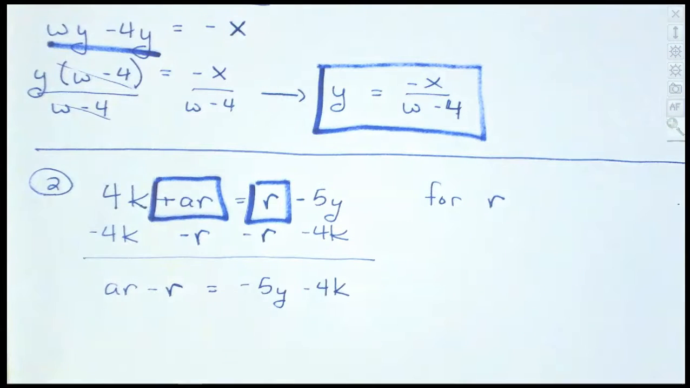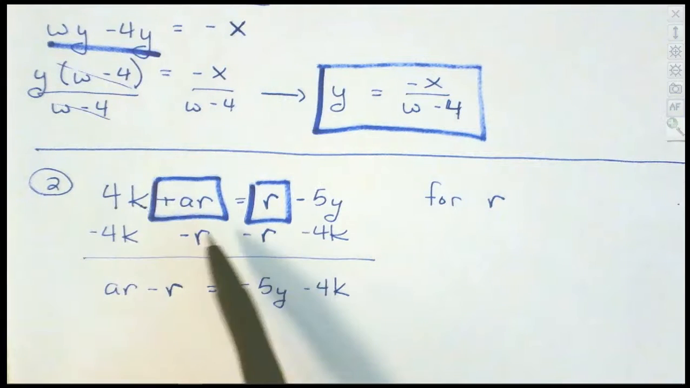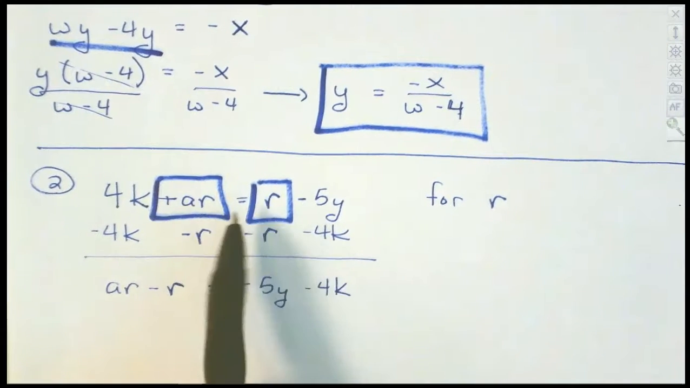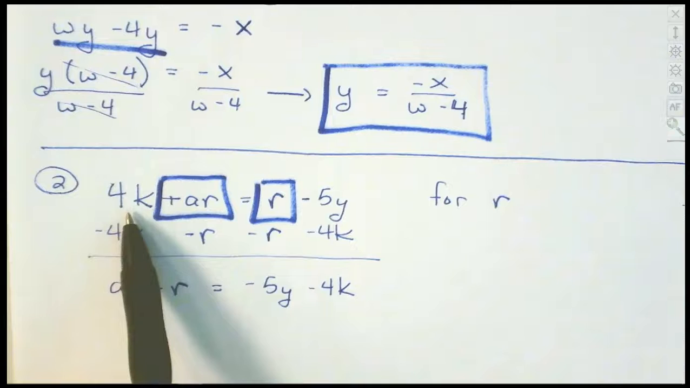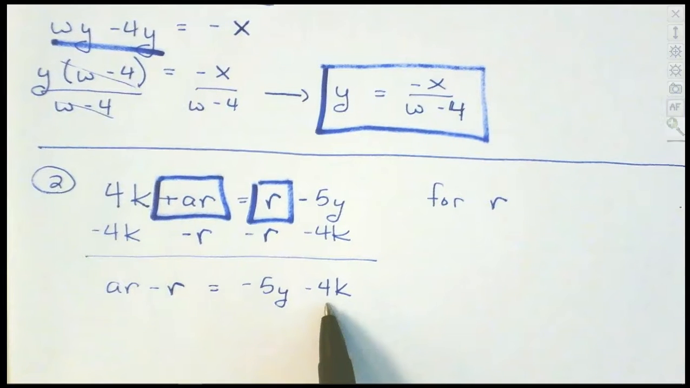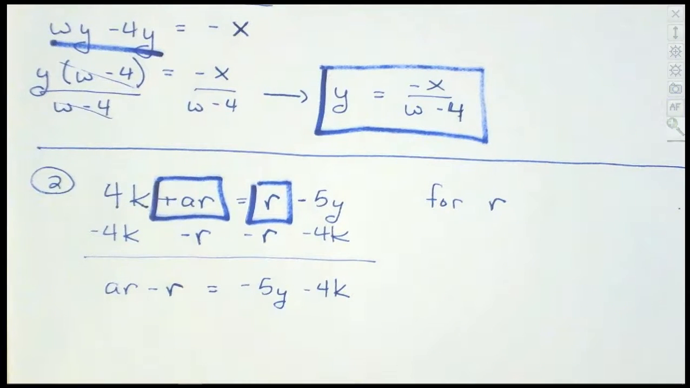Is everyone okay with what I did there? So all I did was I boxed them and I said, okay, these two R's, they go together on the left-hand side. That's what I want. The 4k does not have an R in it, so it's going to have to go with subtraction on the right-hand side.